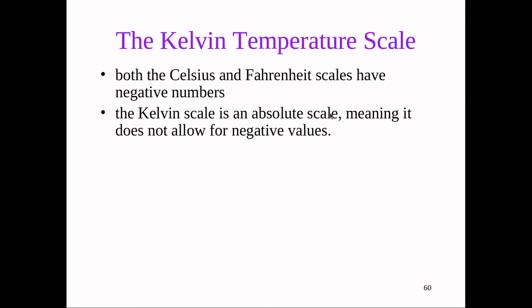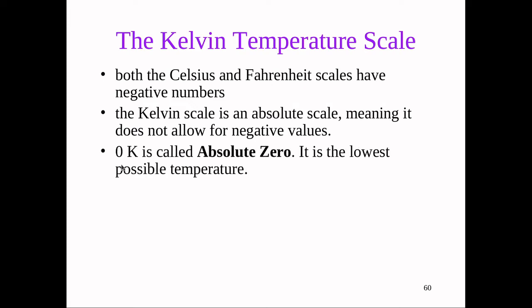The Kelvin scale is an absolute scale, meaning it does not allow for negative values. 0 Kelvin, and notice we don't actually use the degree notation here, is called absolute zero. It's the lowest possible temperature, period. At 0 Kelvin, all molecular motion would stop. And so it's theorized that you could never actually get all the way to 0 Kelvin, but we've come very, very close.